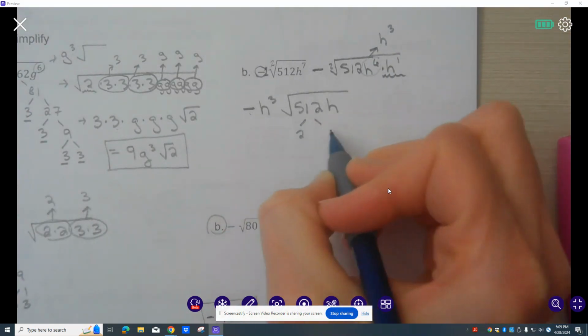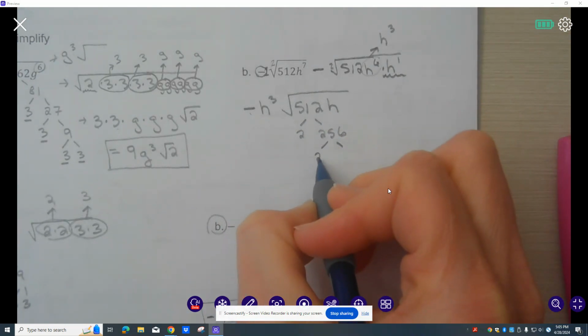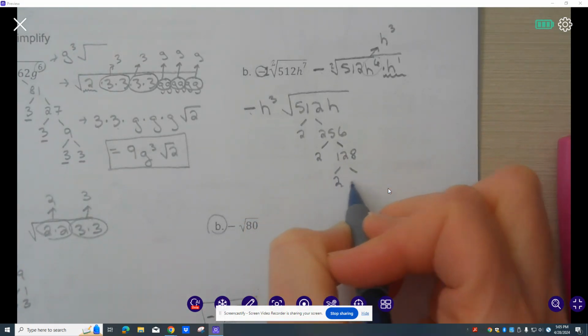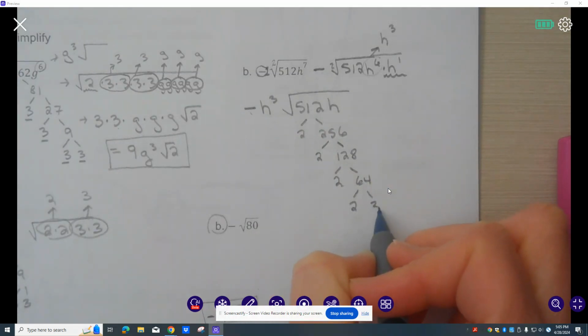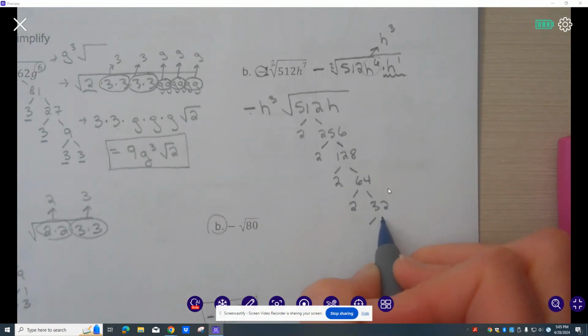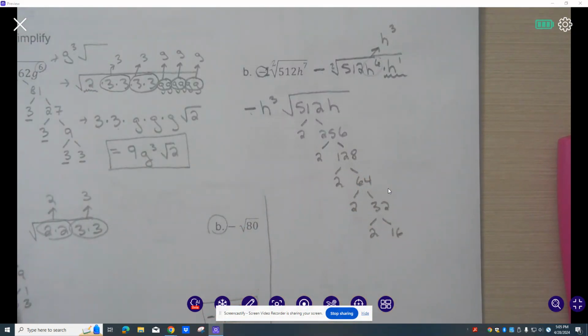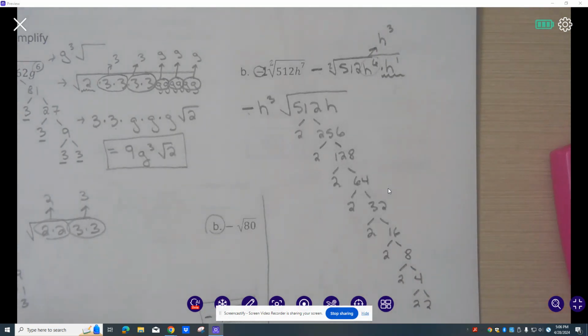This is 2 times 256. 256 is 2 times 128. 128 is 2 times 64. 64 is 2 times 32. 32 is 2 times 16. So maybe what you might want to do is draw a line here so you know all this is with this problem. 16 is 2 times 8. 8 is 2 times 4. And 4 is 2 times 2. It's quite the tree we have.